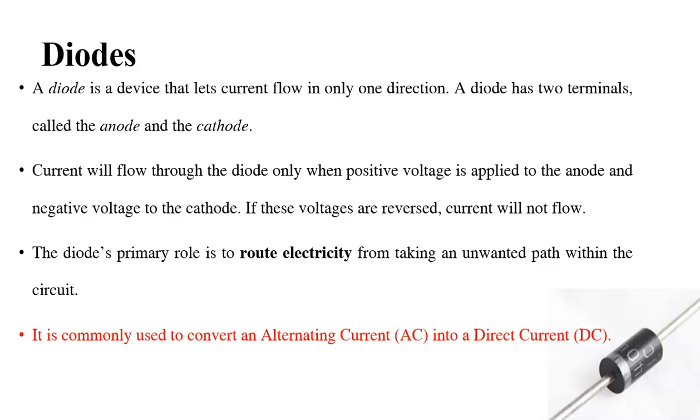Due to this, we use diodes in different electronic systems to route electricity, where we may not want electricity to flow to some particular point. In order to prevent the current flow to that particular point, we use a diode. Another important use of diodes is in rectification, which means conversion of alternating current to direct current, the main AC supply voltage to DC supply voltage, by using a full wave rectifier.